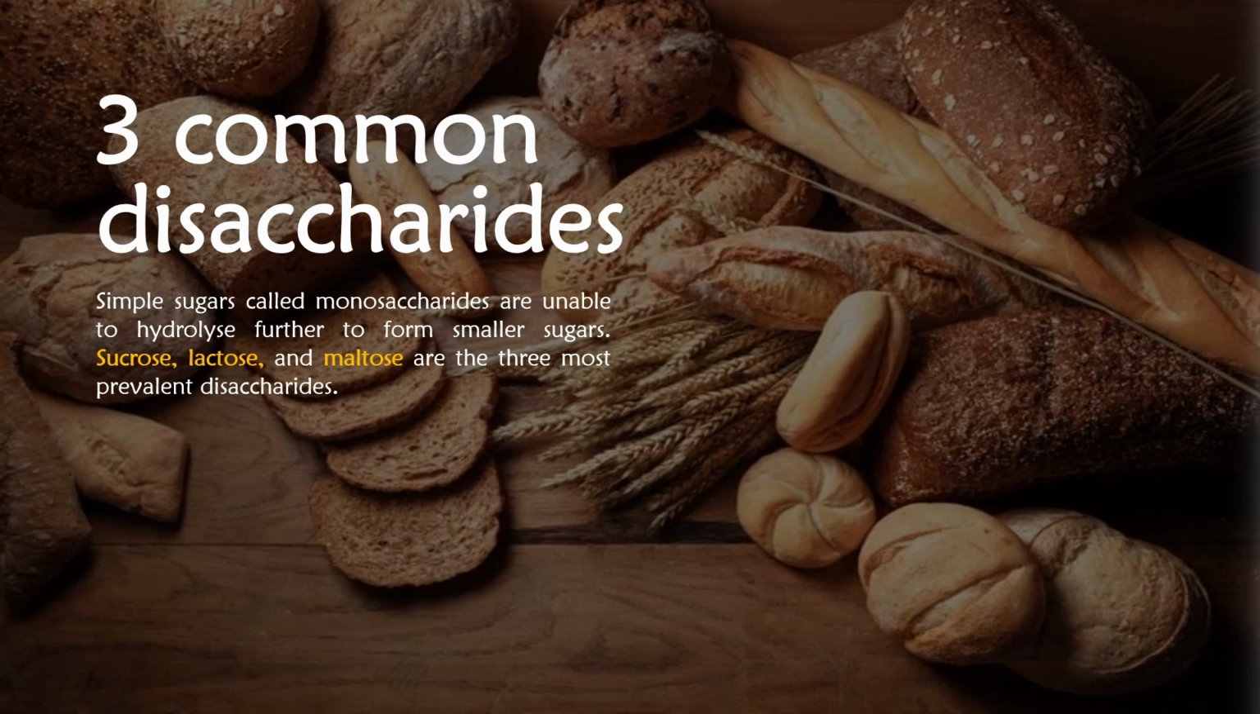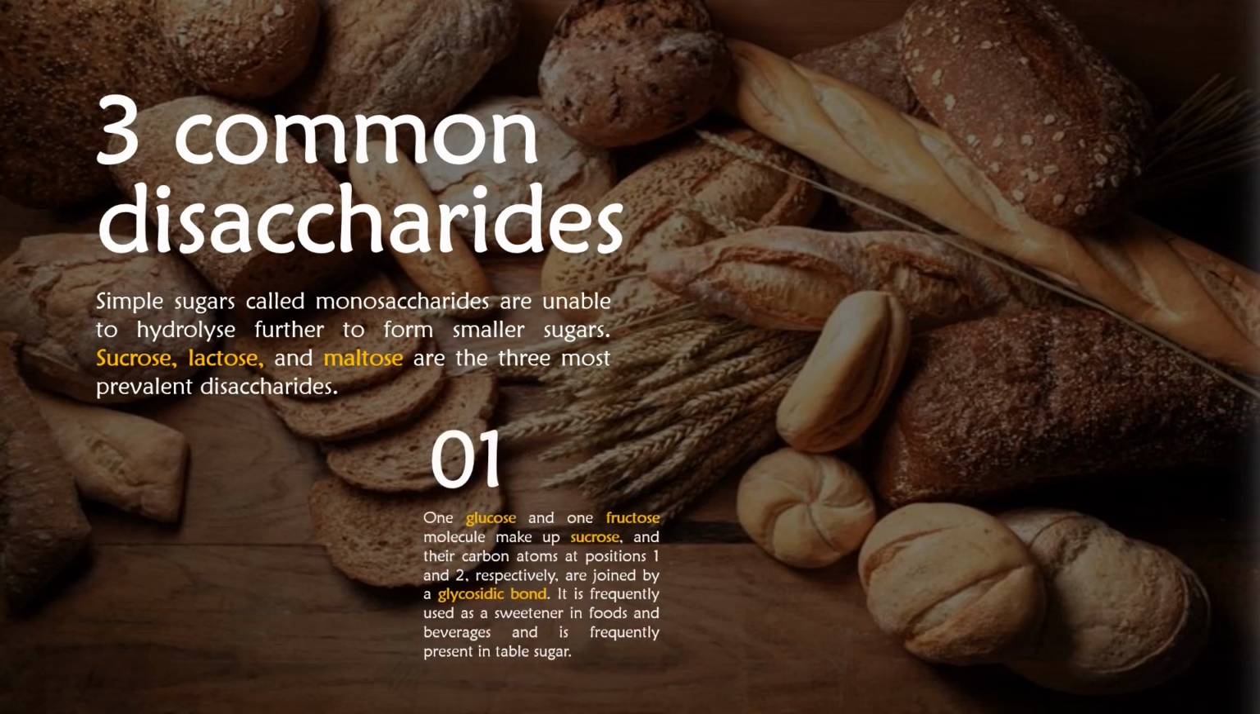Sucrose, lactose, and maltose are the three most prevalent disaccharides. One glucose and one fructose molecule make up sucrose, and their carbon atoms at positions 1 and 2, respectively, are joined by a glycosidic bond. It is frequently used as a sweetener in foods and beverages and is frequently present in table sugar.